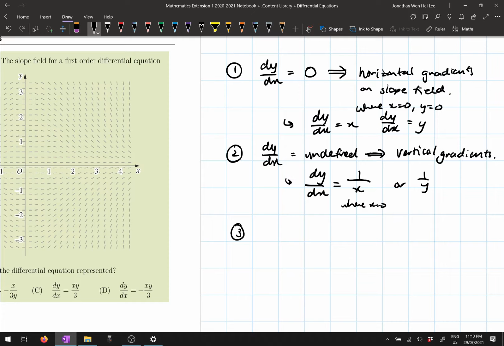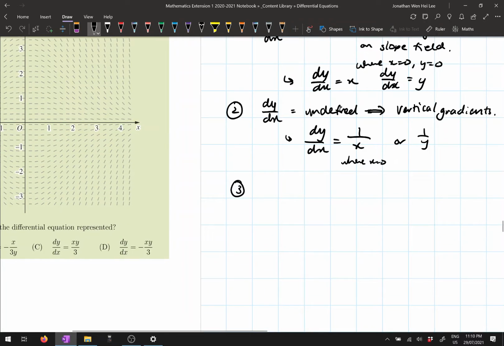Now the third thing that I try to notice is, if I can't work with those, I just sub in coordinates into the differential equation. Remember that both your x values and your y values will change the differential. So we can sub in coordinates into our differential equation to figure out if it's positive or negative, and see how that may help me answer this.